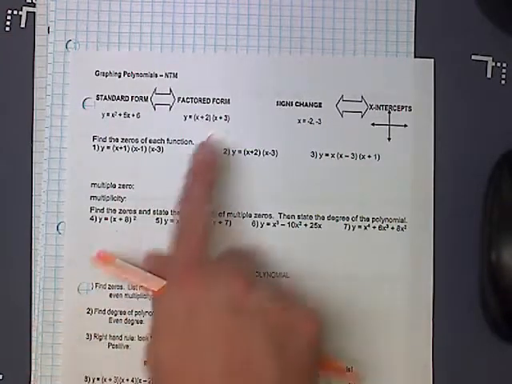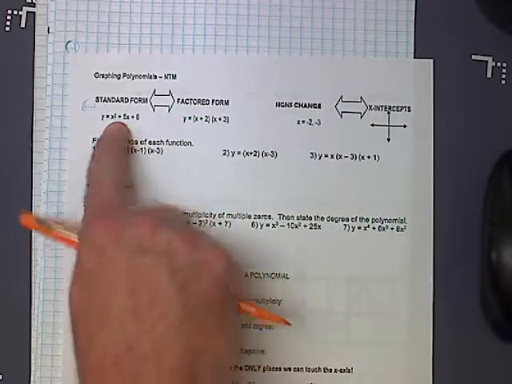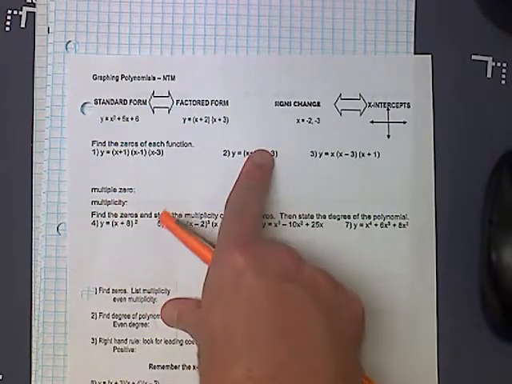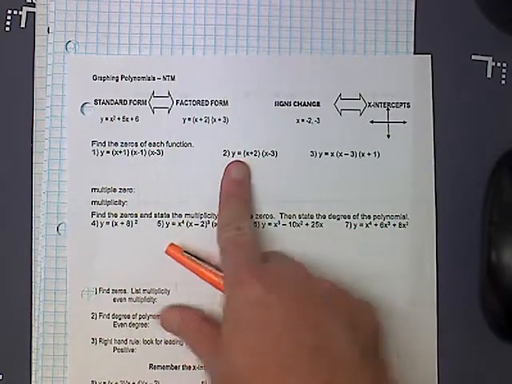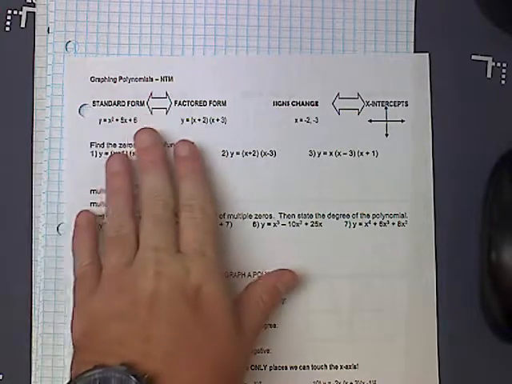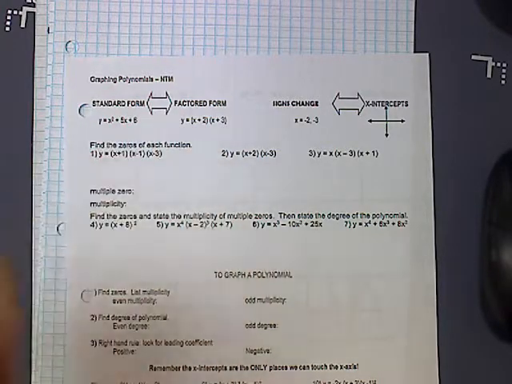Alright, so let's talk about some things we've been doing in class so far. We've talked about standard and factored form. Standard, you know what standard is. Factored is a product of parentheses. And our learning target has been: I can sketch the graphs of polynomial functions by using zeros. So we've basically been looking at this form, determining the degree, the leading coefficient, and the zeros.